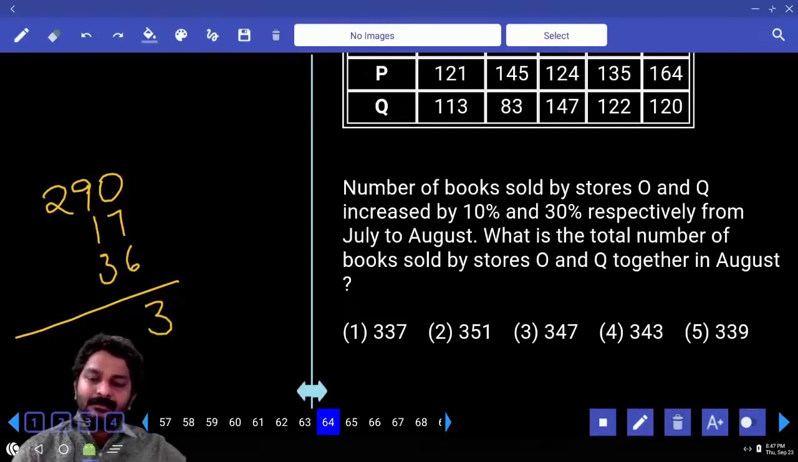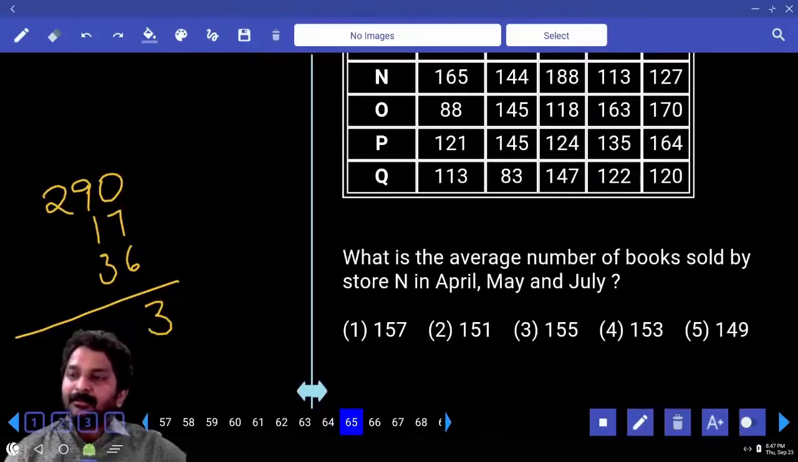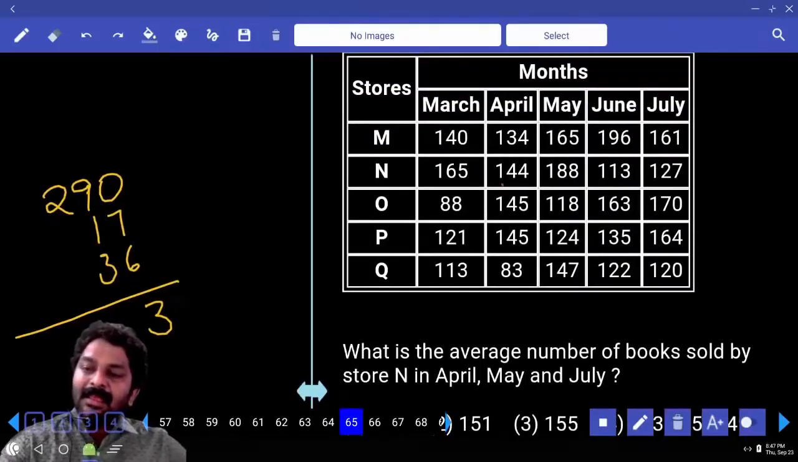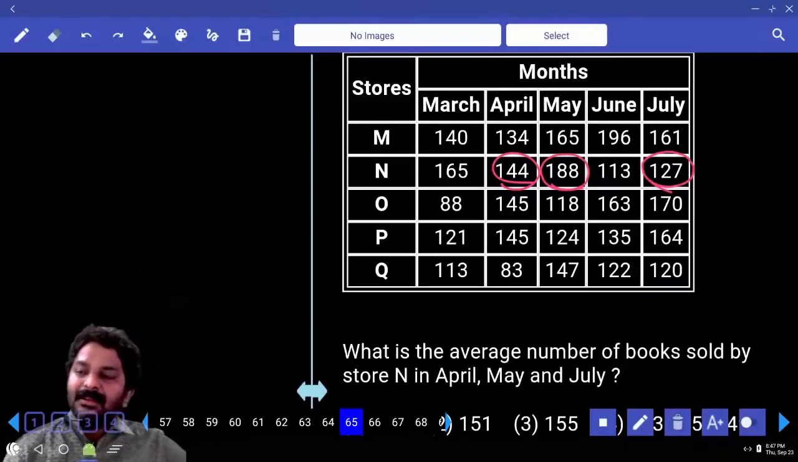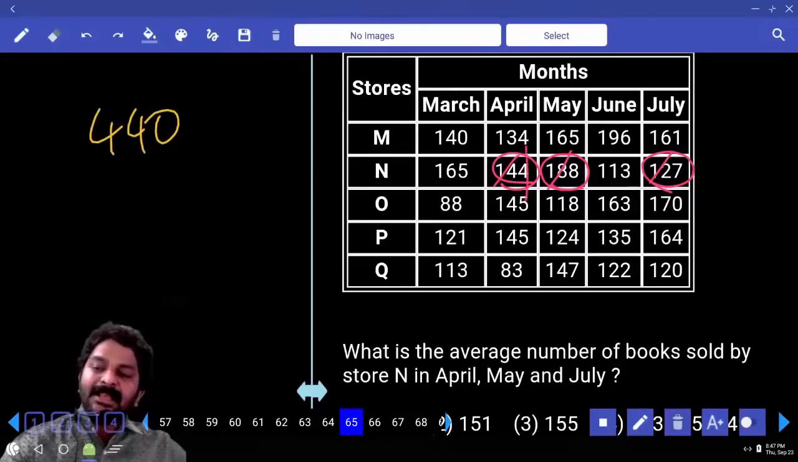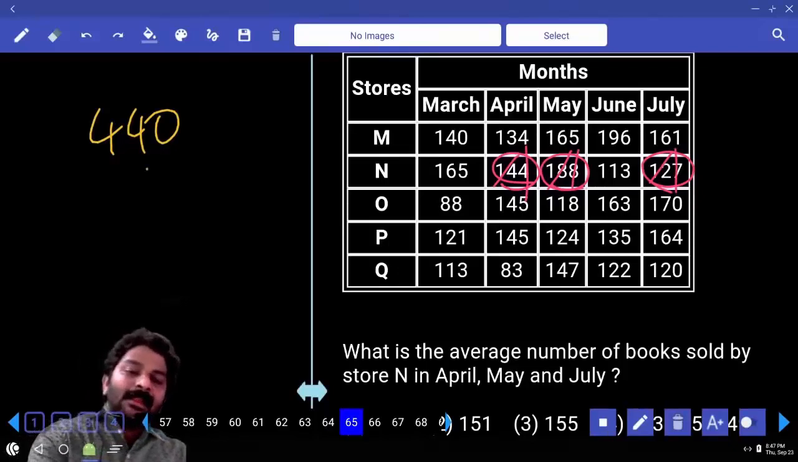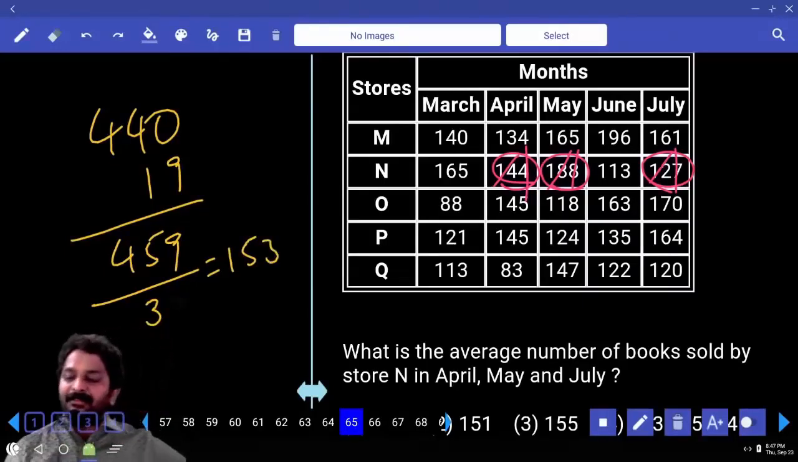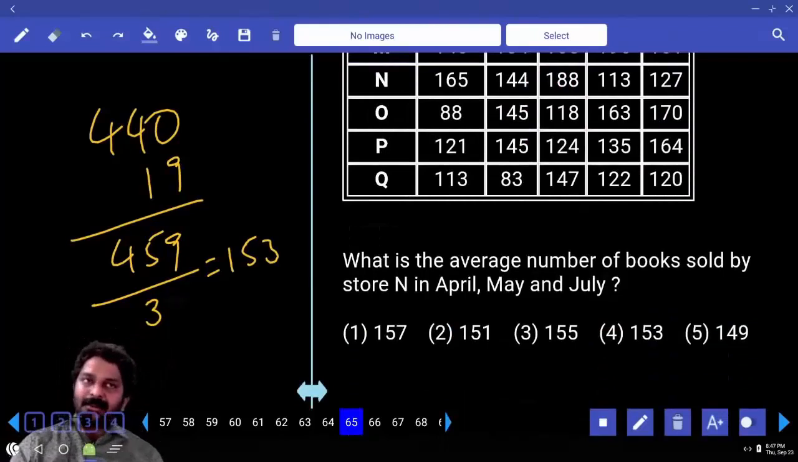What is the average number of books sold by N in April, May, July? N, April, May and July. Okay, right. 180, 120, 300, 300, 140, 440, and now units places. 4 plus 8, 12, 12 plus 7, 19, that is equal to 459, average divided by 3, that is equal to 153. 153 final answer, fourth option.